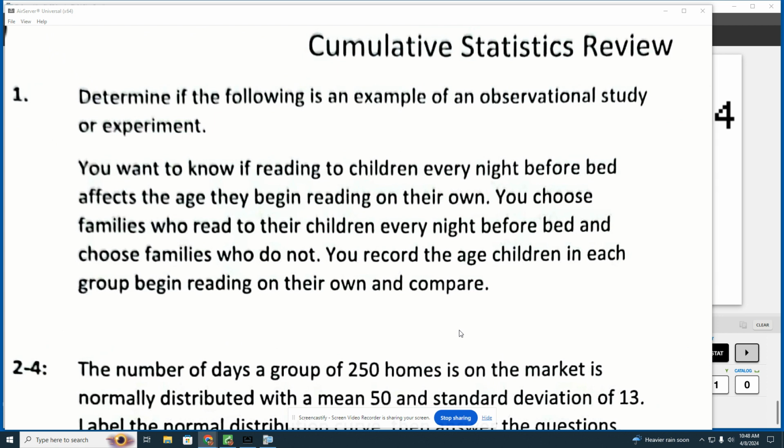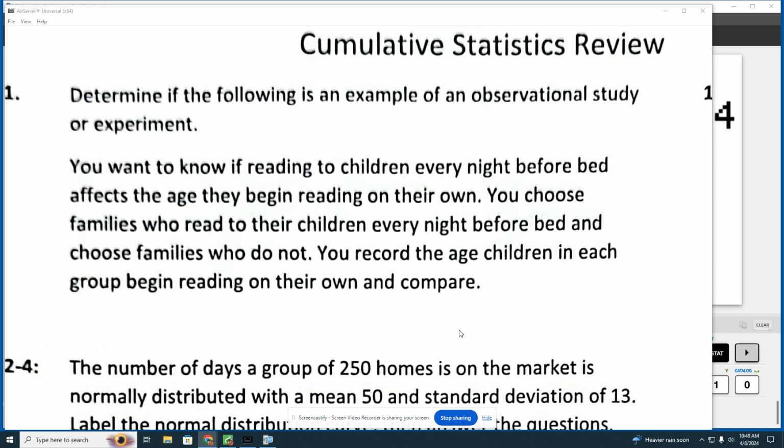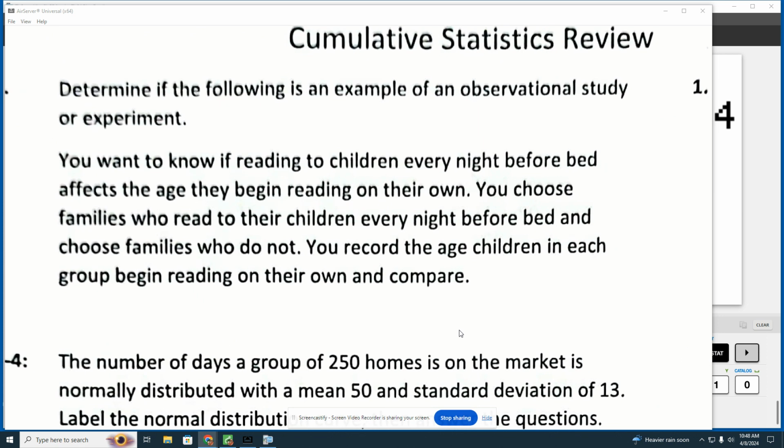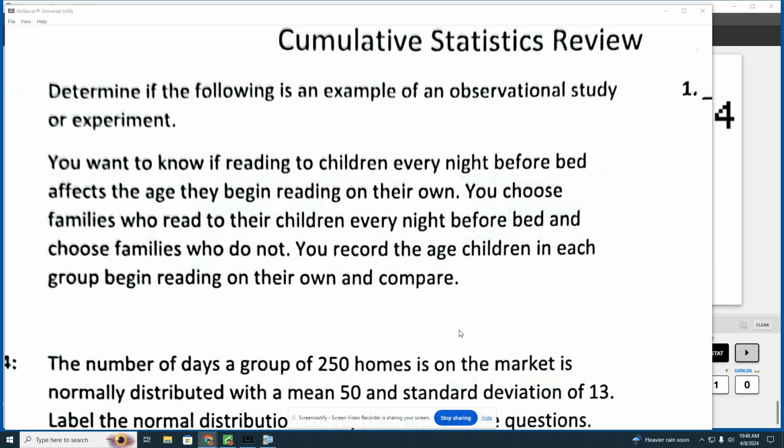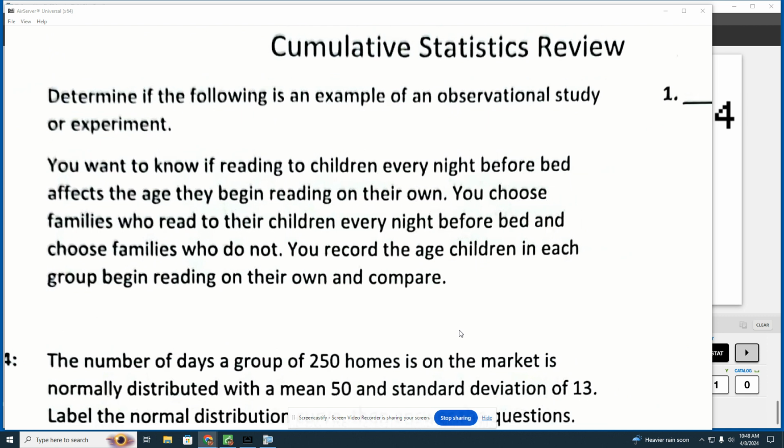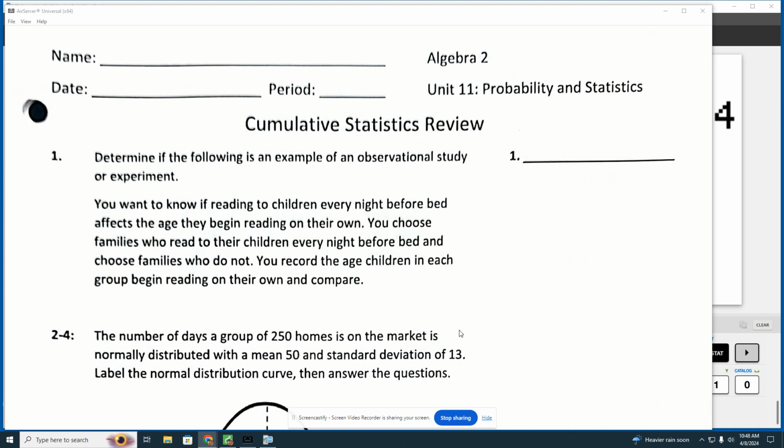So you have to read these questions from the mindset of, hey, am I controlling the treatment or is the treatment just happening and I'm watching it? You understand the difference? So look at this one. It says you want to know if reading to children every night before bed affects the age they begin reading on their own. You choose families who read to their children every night before bed and choose families who do not. You record the age children in each group begin reading on their own and you compare. Guys, am I controlling the treatment or is the treatment just happening and I'm watching? You're watching one. So this is definitely an observational study.